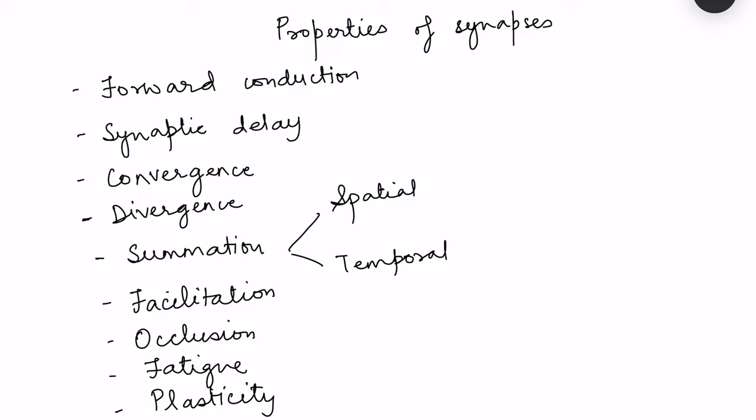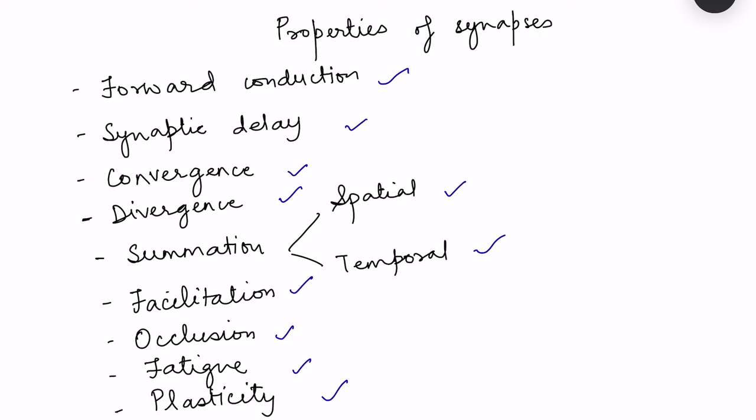Due to the many properties of synapses, complex function of the nervous system is possible. These properties of synapses include forward conduction, synaptic delay, convergence and divergence, summation, which is spatial summation and temporal summation, synaptic facilitation, synaptic occlusion, synaptic fatigue, and synaptic plasticity. Let us discuss each of them one by one.